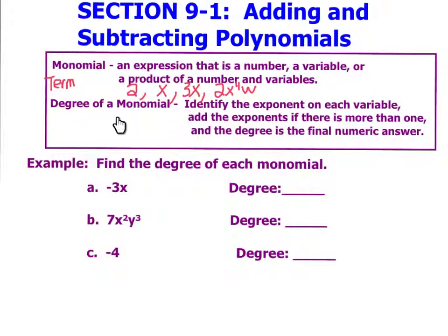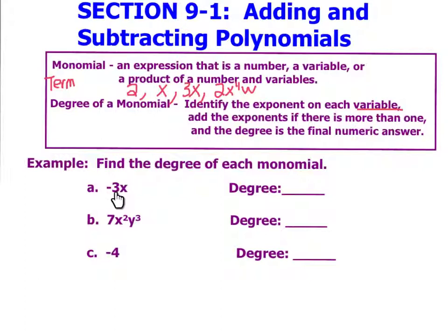The way we find a degree of a monomial is we identify the exponent on each variable, and that's really important. It's on the variable. It's not on the number. It's on the variable. And add the exponents if there are more than one variable. And the degree is the final numeric answer. What do I mean? So let's look down here.